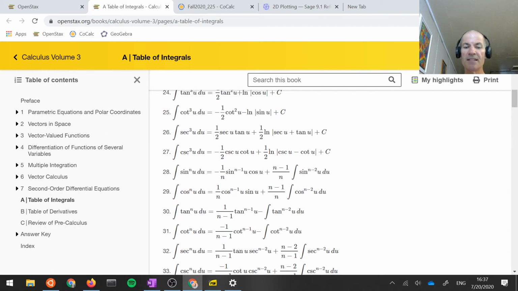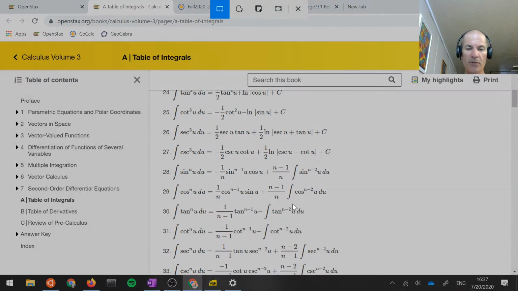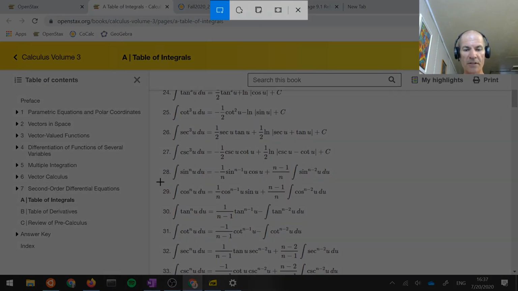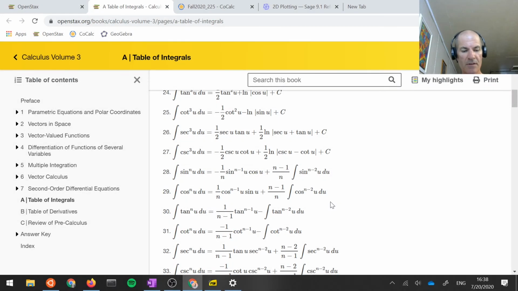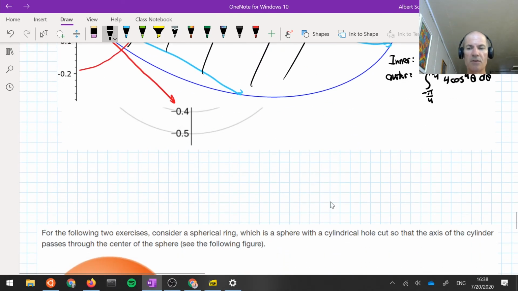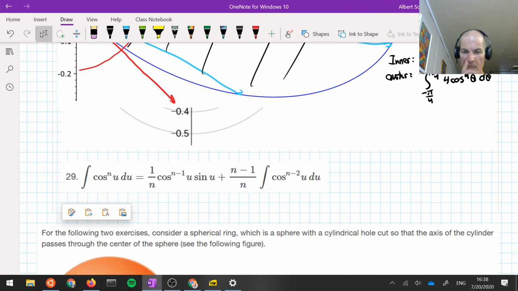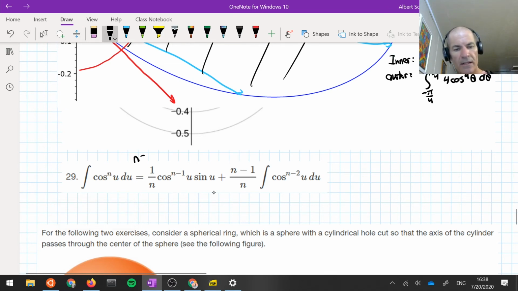But you do get cosine to the n, and you get a formula for that. And this is called a reduction formula. So let me grab that reduction formula and bring it back over into the notes and see if we can use it to help us with this integral. So the reduction formula says the integral of cosine to the n is this complicated expression. In our case, n is equal to 4. So what does that look like for n equals 4?